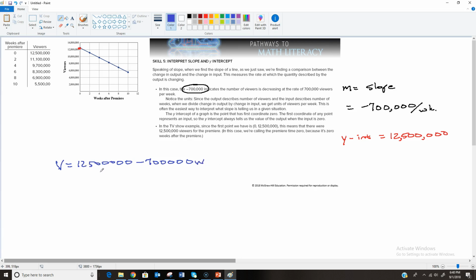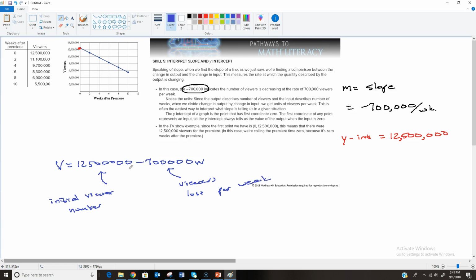The 12,500,000, that's the y-intercept, that's where the viewing started. So that's like the initial viewers, the initial viewer number. We'll put here. Okay, so that's the initial viewer number. Then this is how many viewers lost per week. So this is viewers lost per week.